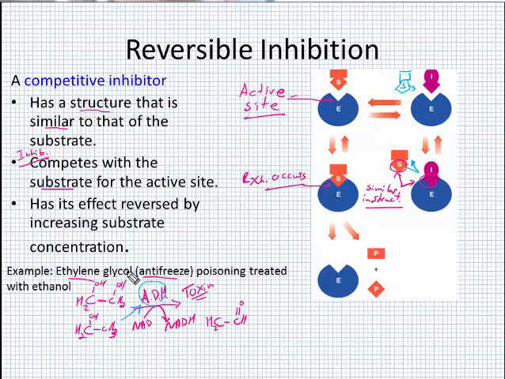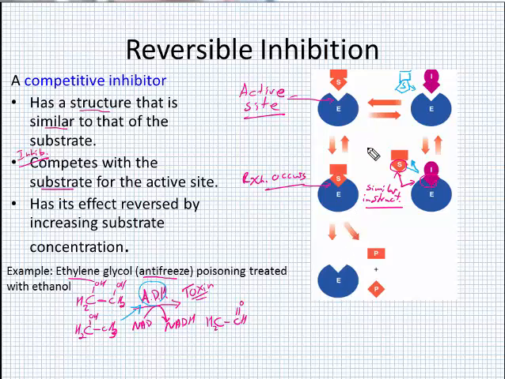So the treatment for ethylene glycol poisoning is, one, to pump the stomach, make sure you get all the ethylene glycol out, but then get them drunk and put in ethanol, not too drunk that it kills them, but drunk enough so that the ADH is too busy working on the ethanol and not on the ethylene glycol.